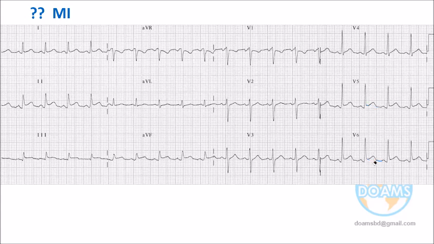So if it is so, this elevation may not be there. Rather, we will search for reciprocal change in the anterior leads, maybe V1 up to V6. Is there any reciprocal change? Search V1, V2, V3, V4. Is there any ST depression? Can anybody find? There is no ST depression, doctor.